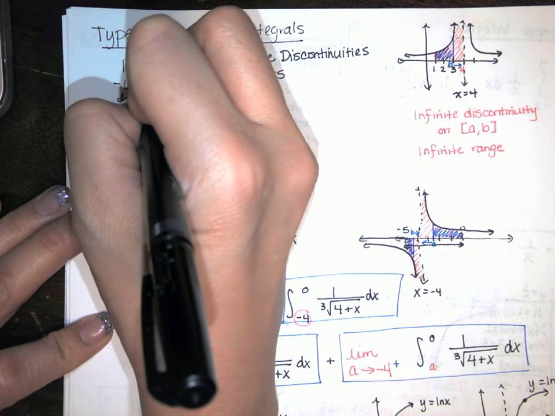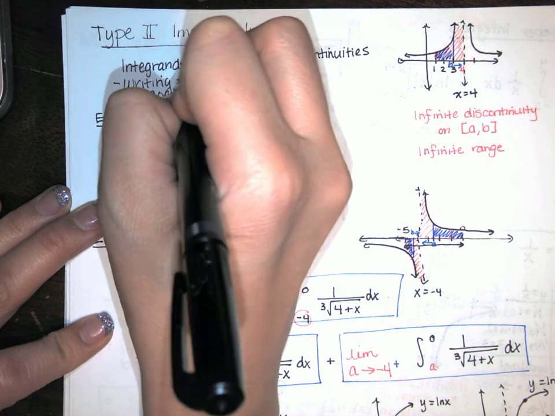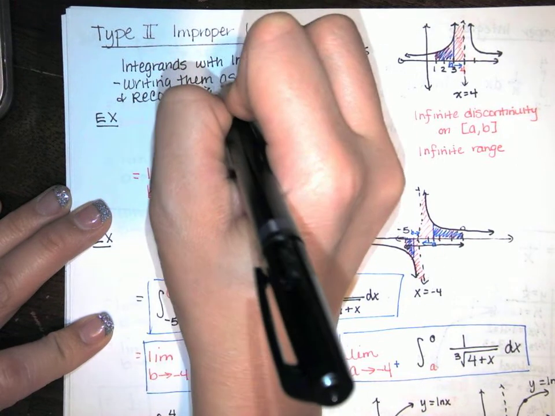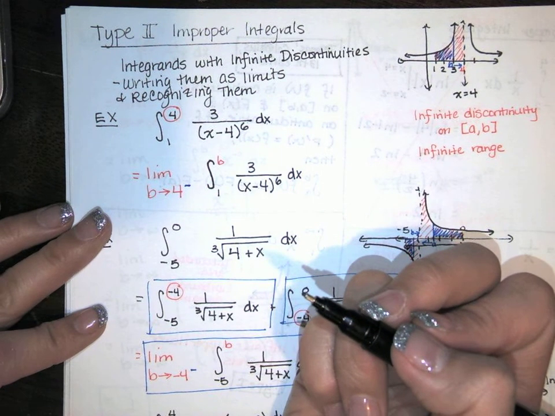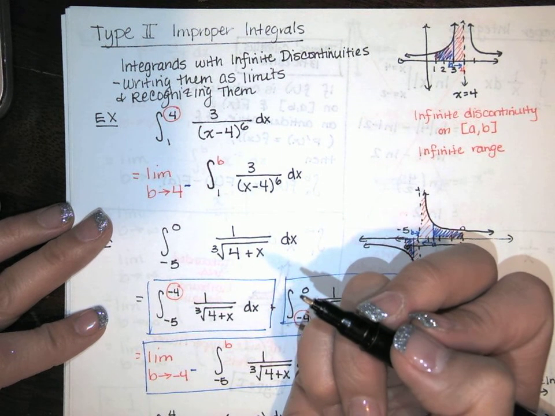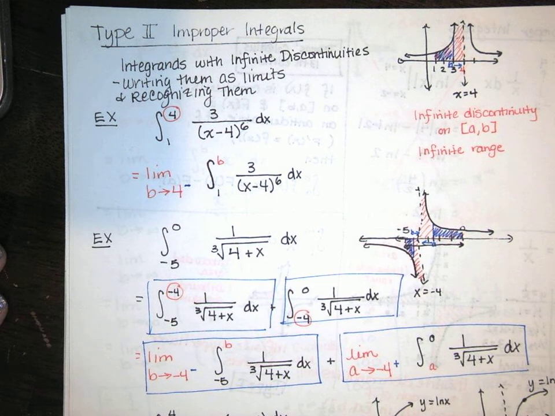So those are our examples of writing improper integrals that are type 2 improper integrals as limits, and recognizing them in the first place. Being able to distinguish between that proper integral and an improper integral. In the next video, we'll actually work out some of these and see if they converge.